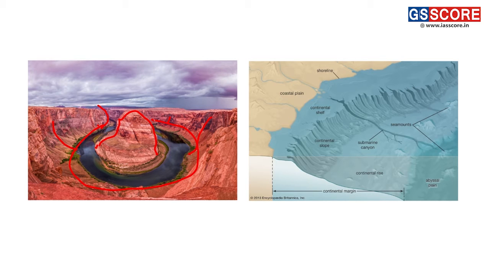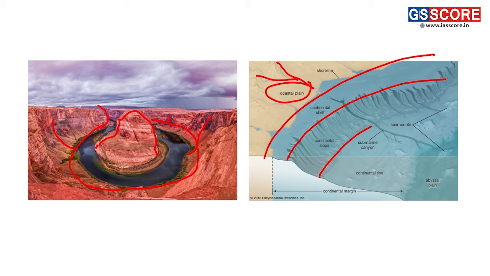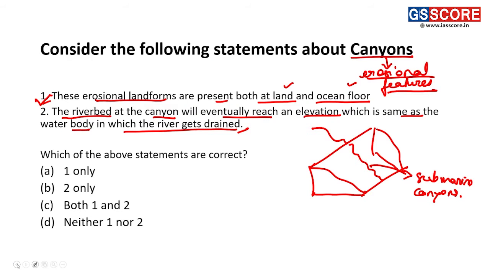In the part of the submarine canyon, we can see this is the river, this is the coastal region, and this is the continental shelf. Okay, so we can see from the continental shelf to the continental slope, there is formation of this canyon because of the erosion of this region, which is being done by the river which is flowing inside this continental shelf and slope region, leading to the formation of the submarine canyon.